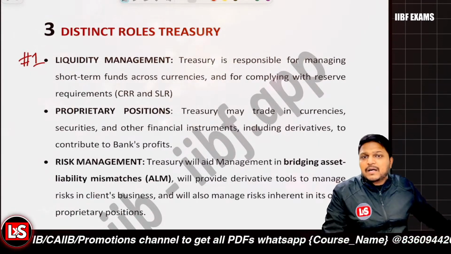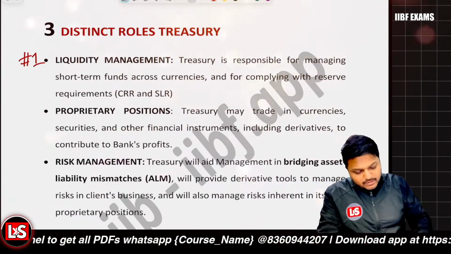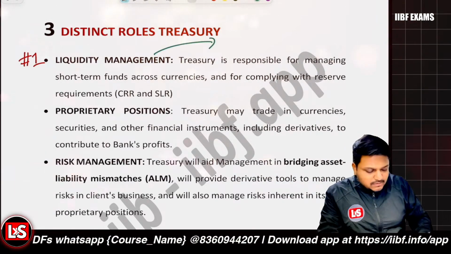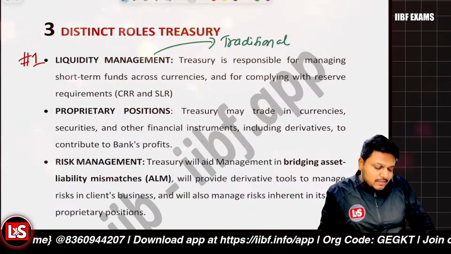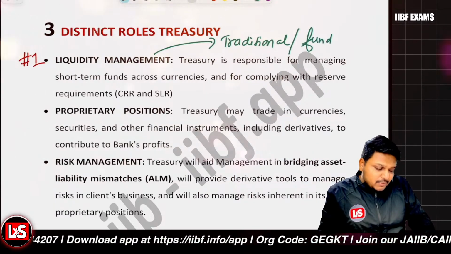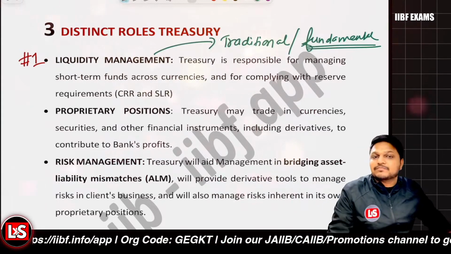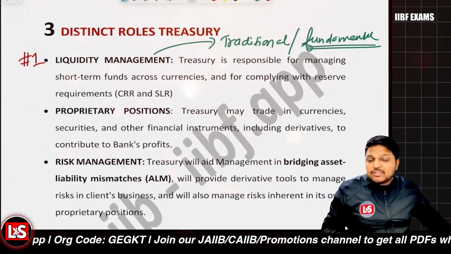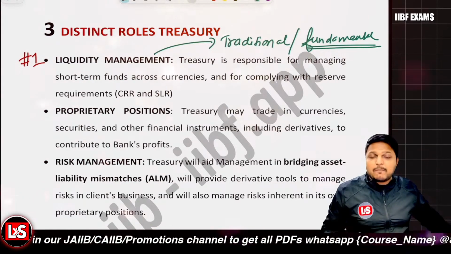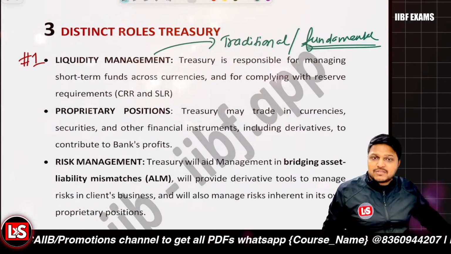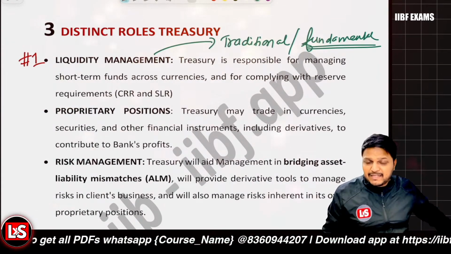It's basically the traditional one, and it's also the fundamental. So we can simply say this role is a traditional role, and also a fundamental role which is played by the treasury, right? The treasury is to ensure that the bank has adequate funds, so that whatsoever operational requirements and regulatory obligations are there, we are able to meet them, right? That's the first responsibility related to the treasury.